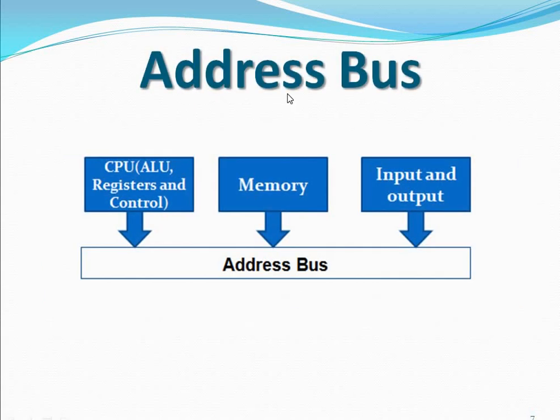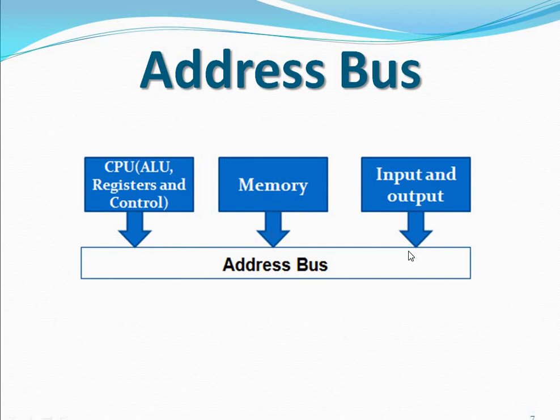So the second one is address bus. Address bus is a collection of wires that are used to identify a particular location in the main memory. The size of the address bus determines how many unique memory locations can be addressed in a system. It is a unidirectional bus.